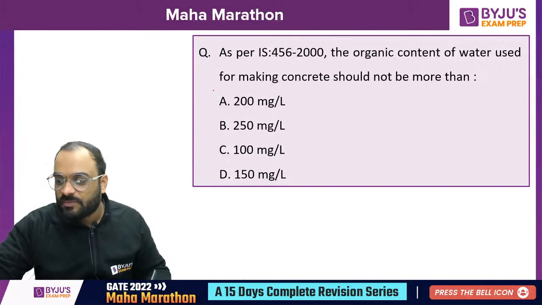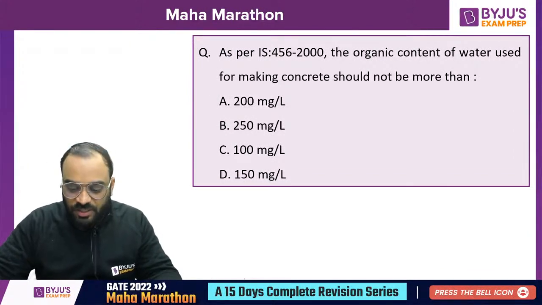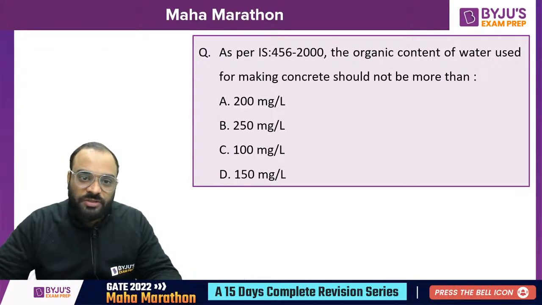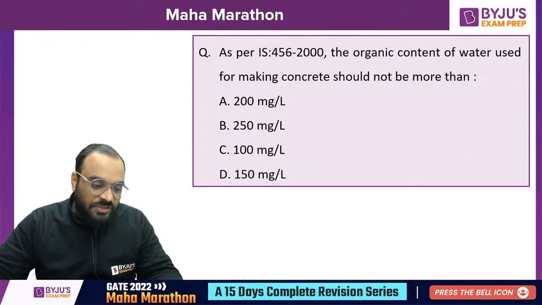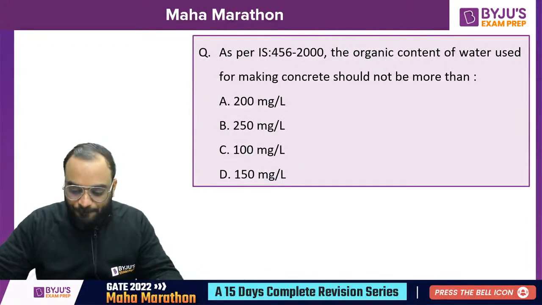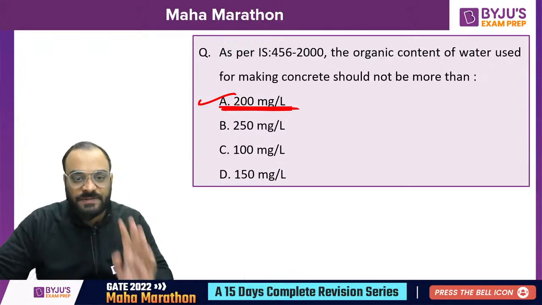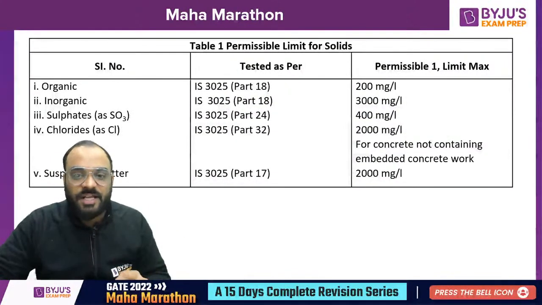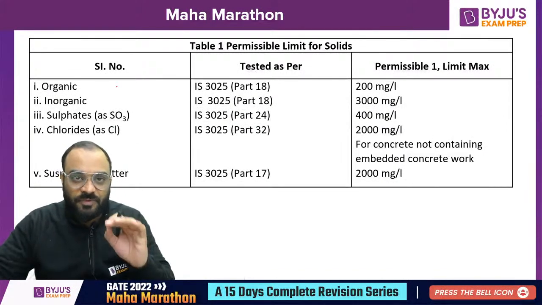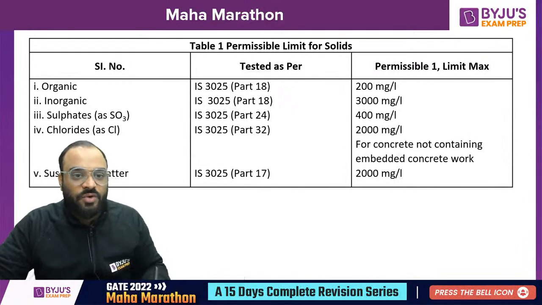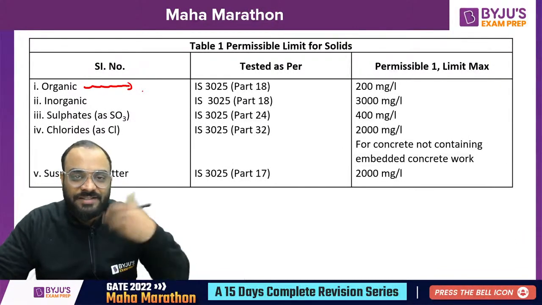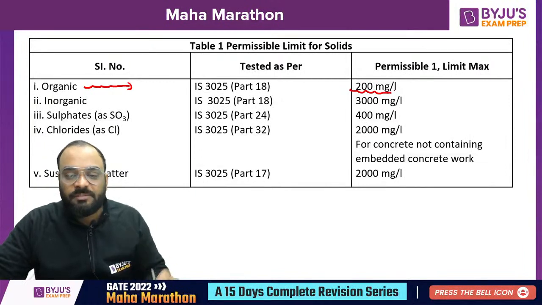Next question. As per IS 456-2000, the organic content of water used for making concrete should not be more than. How much organic content can be allowed in the water which is to be used for concrete making? Yes, it should be 200 milligram per liter. It should not be more than this, right? Guys, this is the table which you can see here, and as per the condition given by IS 456, if you are using water in which organic concentration is there, then it should not be more than 200 milligram per liter, right?